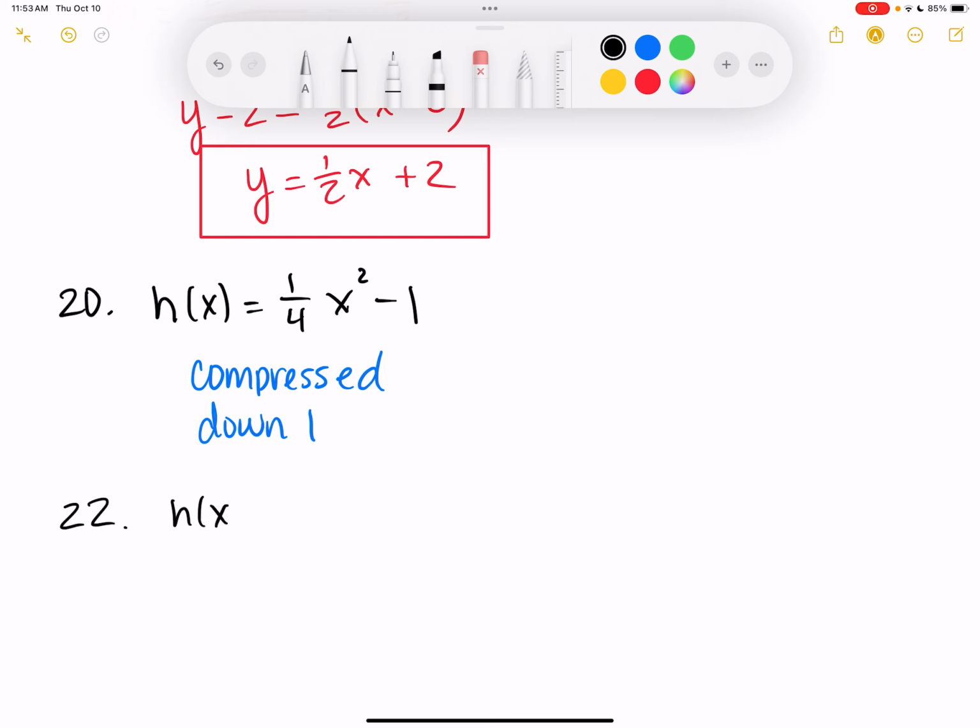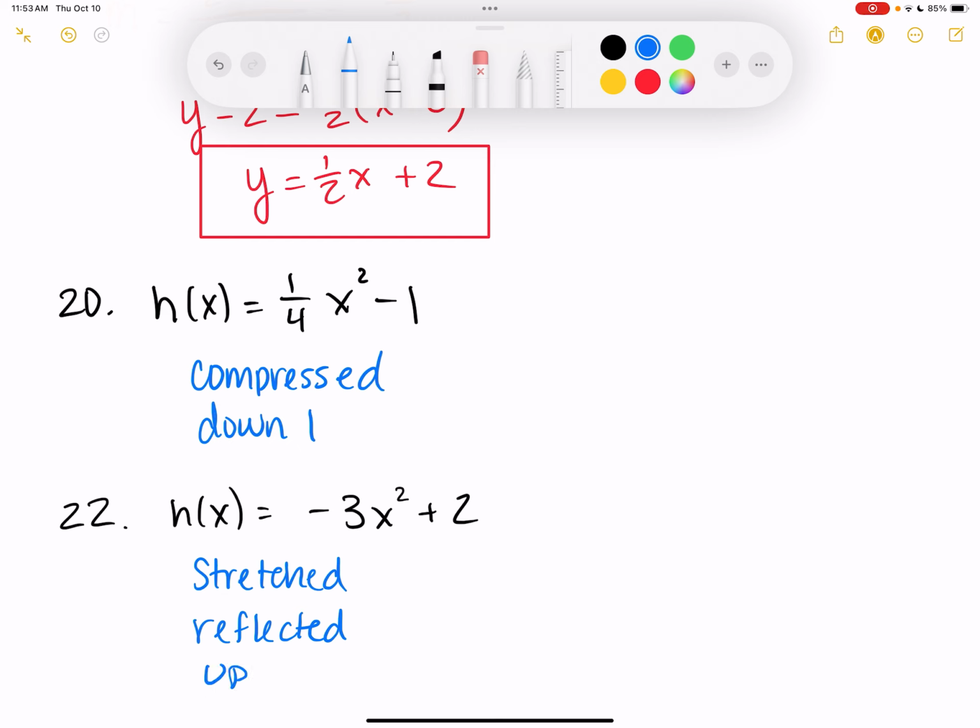h of x equals negative 3x squared plus 2. What's happening with this one? Stretch, reflection, and then up 2. Stretched, reflected, up 2.